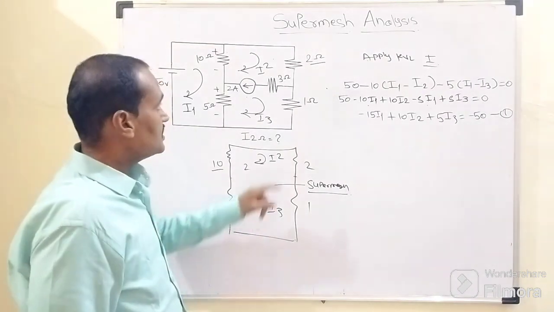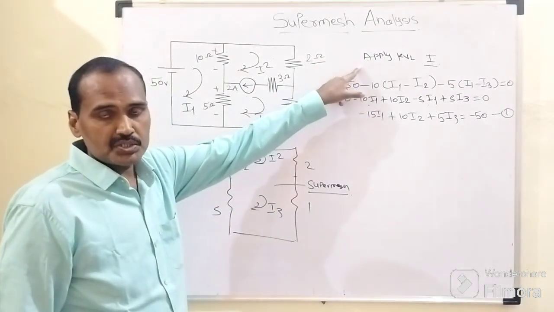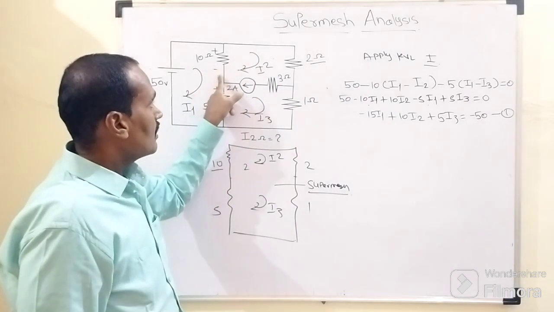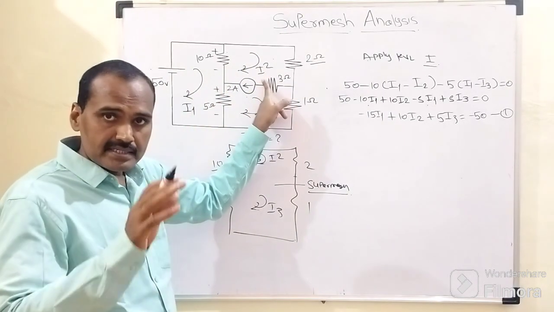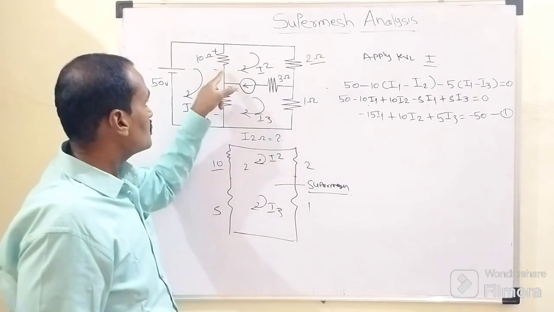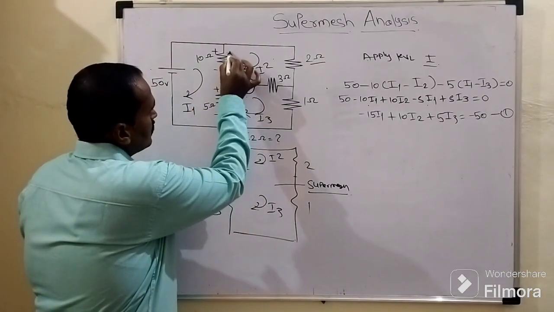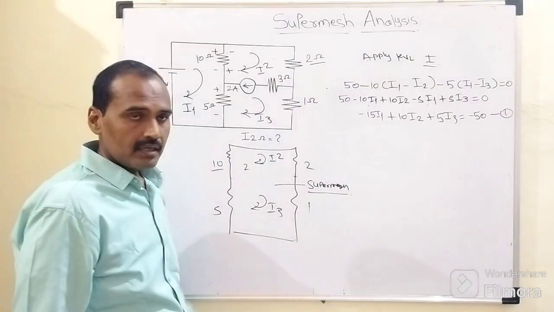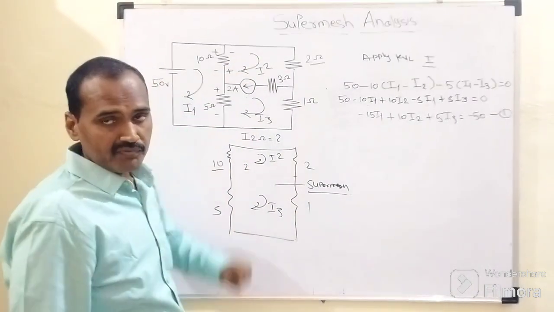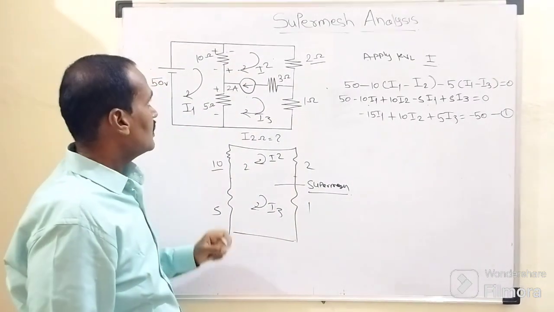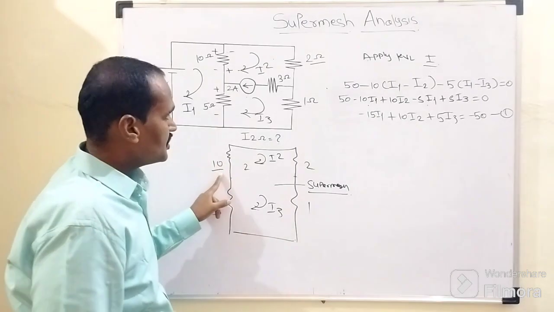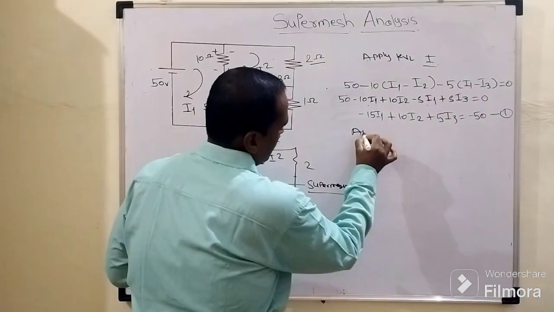So initially, while applying Kirchhoff voltage law to that mesh number 1, it has already been considered how I2 flows through this 10 ohm resistor from bottom to top, right? Because the assumed direction of I2 is nothing but what? Clockwise, right?